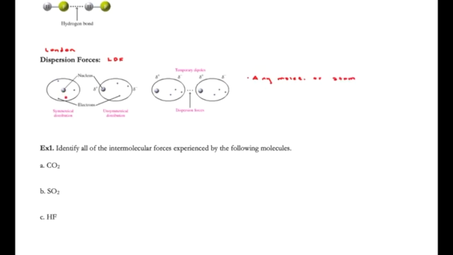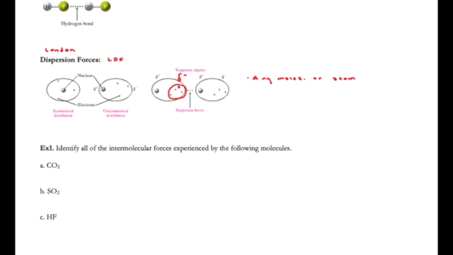So for London dispersion forces, what happens is electrons in an atom or molecule will happen to line up in one instance on one side. And since they're kind of huddled over to this side, that will cause a partial negative charge, but it's only temporary. It'll just line up and then it'll go away again.